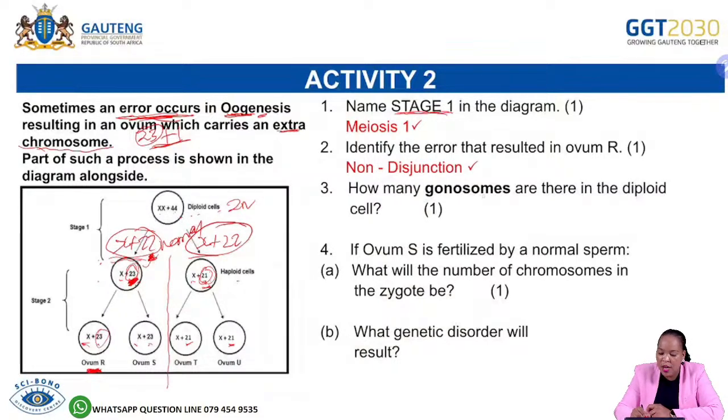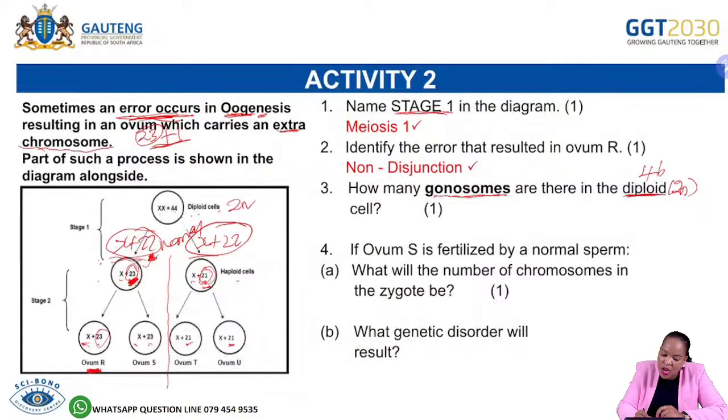Then how many gonosomes? Here is the term now. How many gonosomes are there in a diploid cell? So see here, you need to apply your background knowledge on terminology. What do they mean about gonosomes? Gonosomes are your sex chromosomes. And then, what is a diploid cell? A diploid cell is a cell that has 46 chromosomes, or it can be represented as 2n.